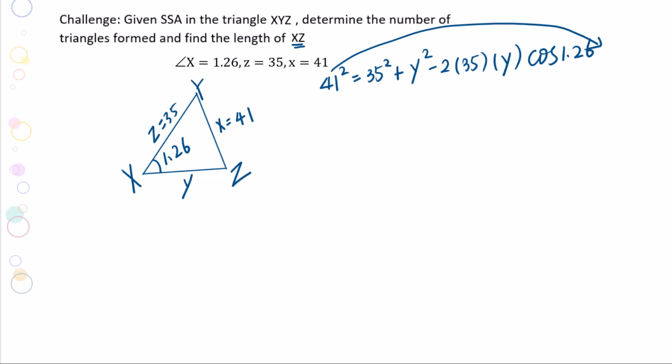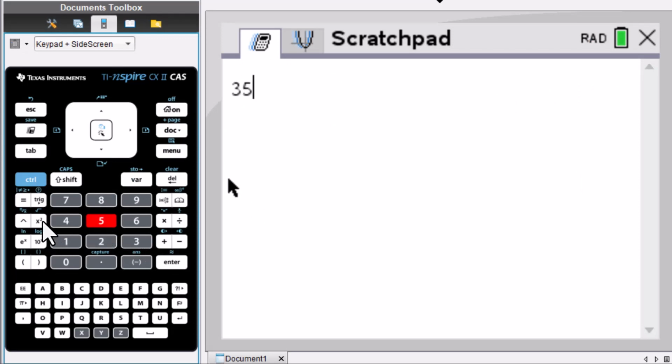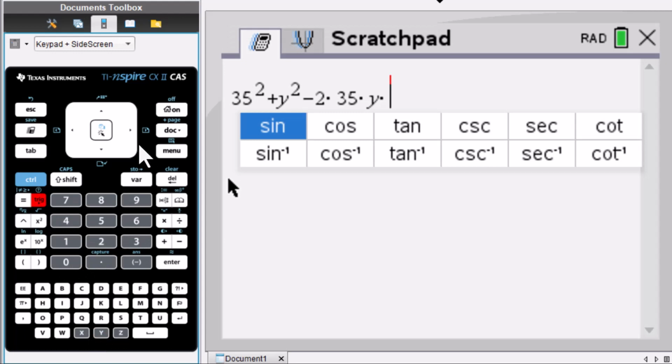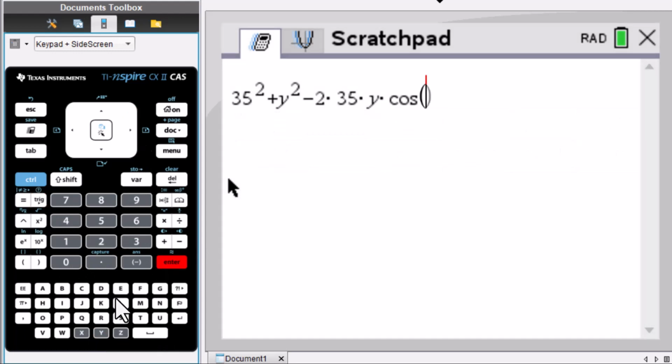Make the equation into equal to 0 form. 0 equals 35 squared plus y squared minus 2 times 35 times y cosine 1.26 minus 41 squared. 35 squared plus y squared minus 2 times 35 times y times cosine 1.26. Then minus 41 squared.